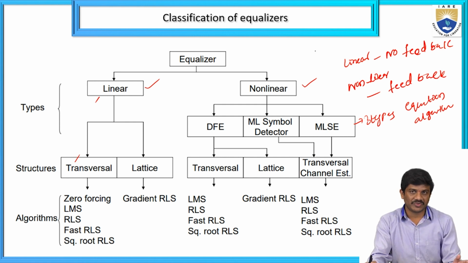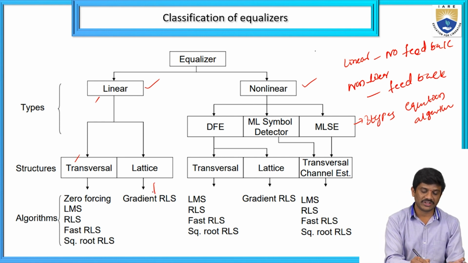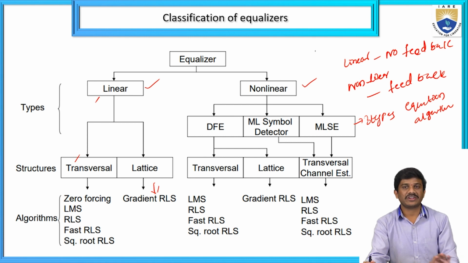Coming to algorithms for linear equalization, one is the zero forcing algorithm. Next is the LMS algorithm, then RLS and fast RLS, and square root RLS for the linear equalization. Coming to lattice, we only use the gradient RLS. Actually, here LMS is least mean square, and the second is recursive least squares, and fast RLS and gradient RLS.